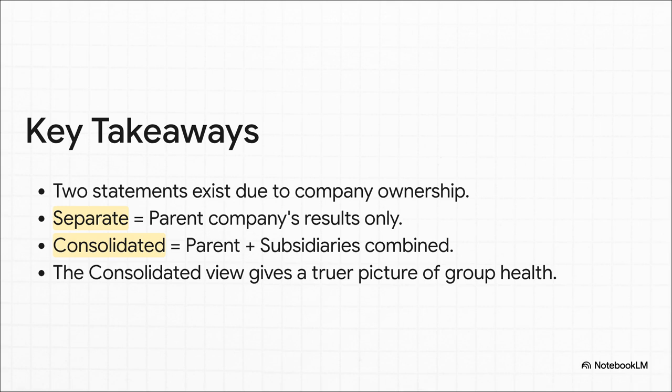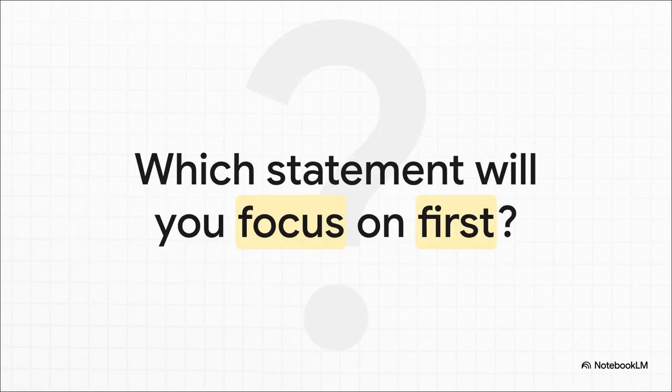You could have a parent company that looks profitable, but it could be hiding massive losses in its subsidiaries, and that's a huge red flag you would totally miss if you only looked at that separate statement. So the next time you open an annual report and see those two statements, you won't feel confused. You'll see a choice. A choice between the story of just one company and the story of an entire corporate empire. So which statement will you look at first?